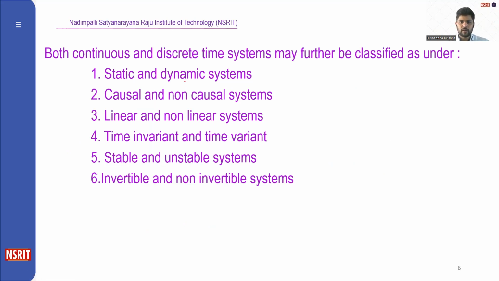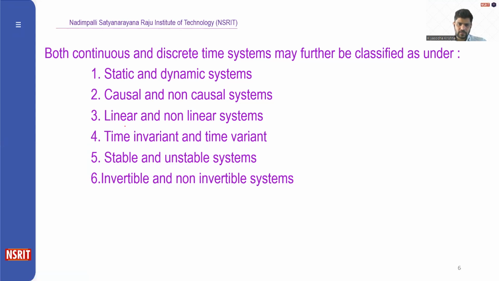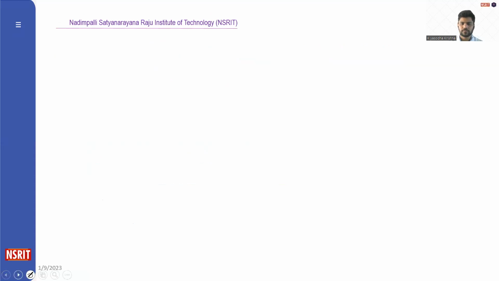Basically, we have different types of systems that we mainly concentrate on. One is static and dynamic systems, causal and non-causal systems, linear and non-linear systems, time invariant and time variant systems, stable and unstable systems, invertible and non-invertible systems. And obviously, we have other types of systems called FIR systems, and we have IIR filters. Now we will learn them one by one.